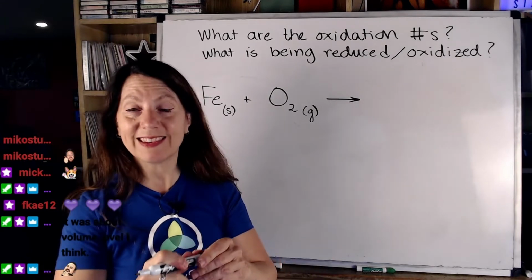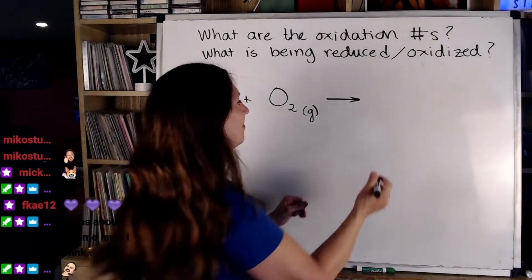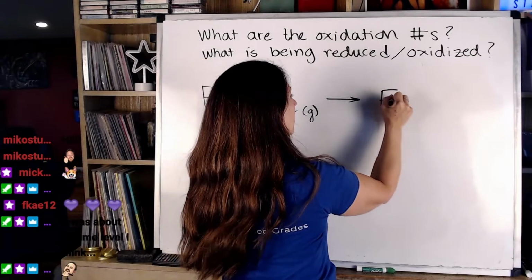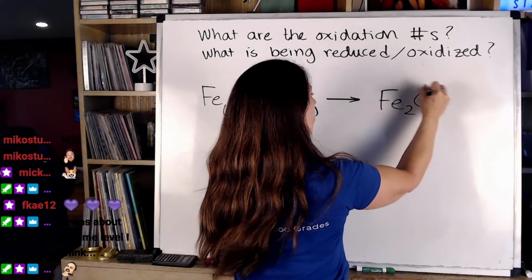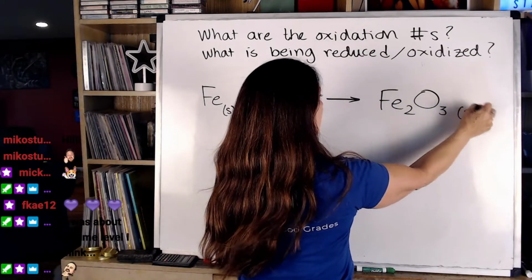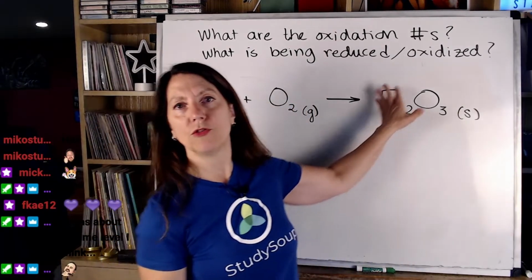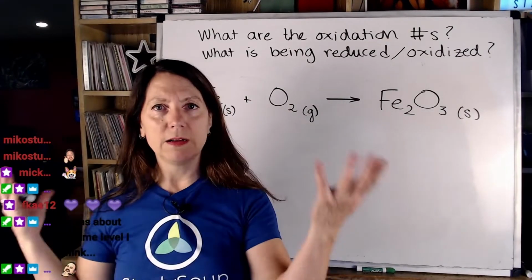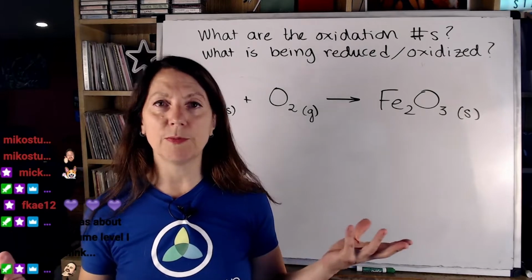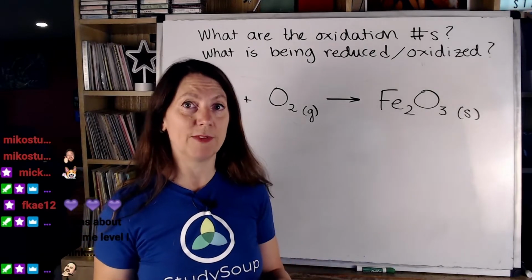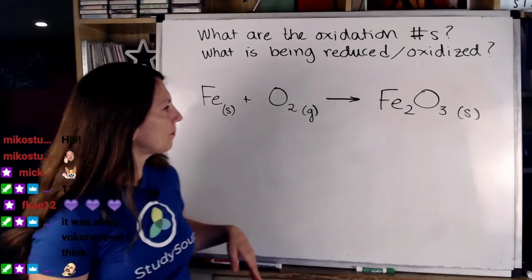Okay, and rust is iron 3 oxide. And the formula of that is Fe2O3, and that's a solid. So this is the orange solid that we all know is rust. Most of us have seen rust, right? Okay, so there's our rust.